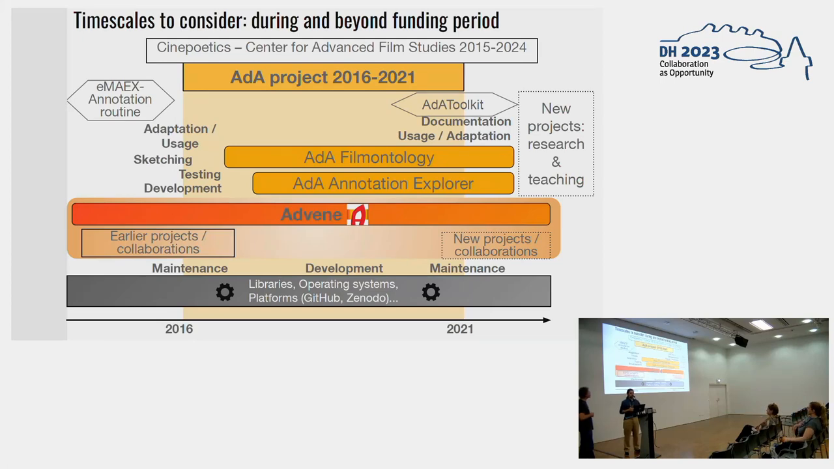So we had different practices and different processes of creating the ADA film ontology, deciding and meeting on the vocabulary with Henning Engelke, Drickhauer and Joscha Jäger. We then developed an annotation explorer, where you could have a triple store, query it, and display all the annotations.